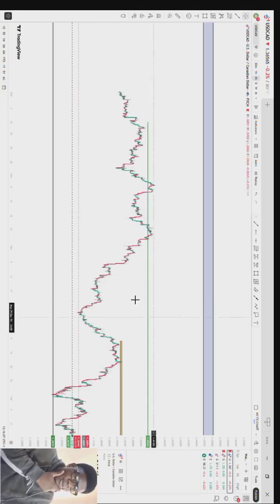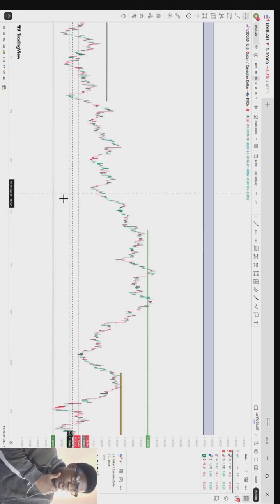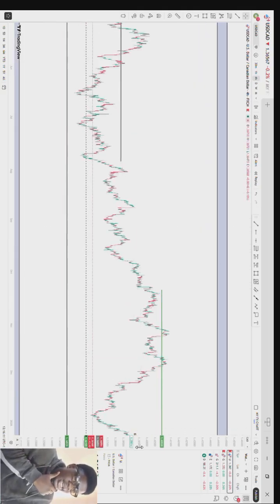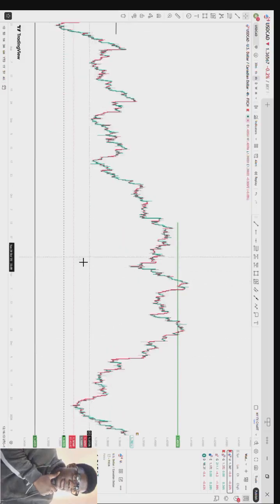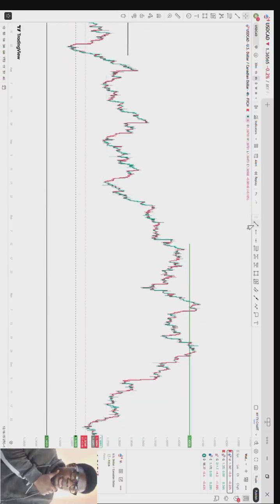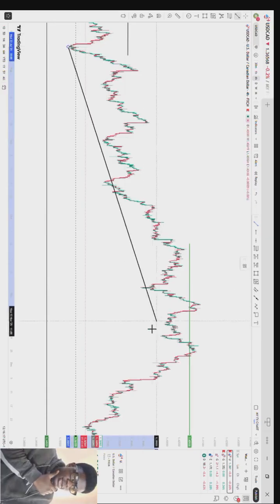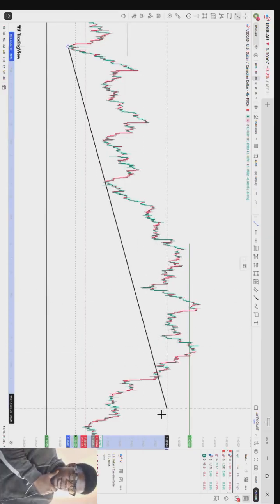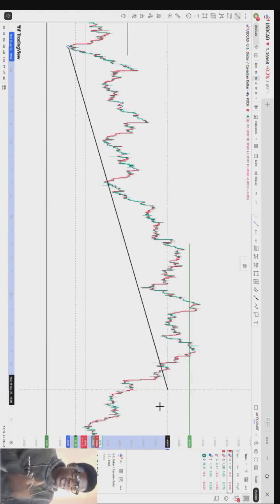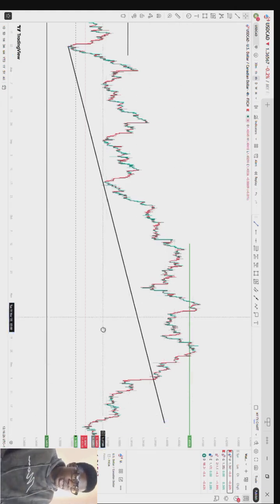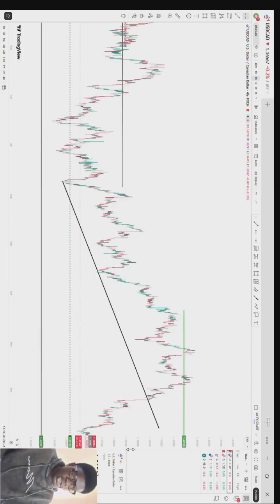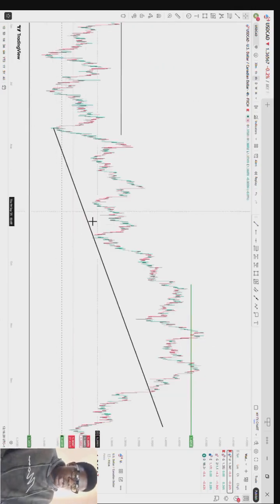Now we can see an uptrend happening at this area. This should be a beautiful uptrend. Now guys, this is an example of a good uptrend. We have the first touch, we have the second touch. The market was coming all the way to make a third touch.